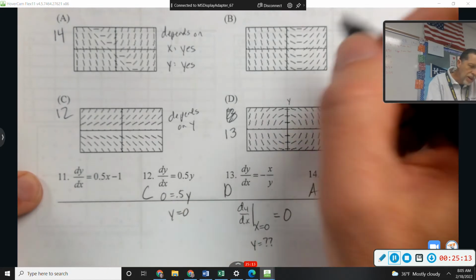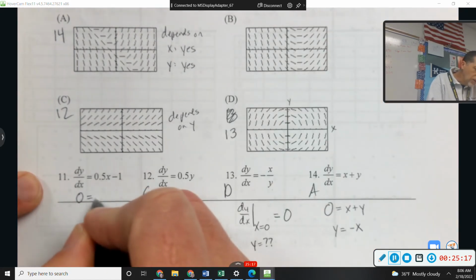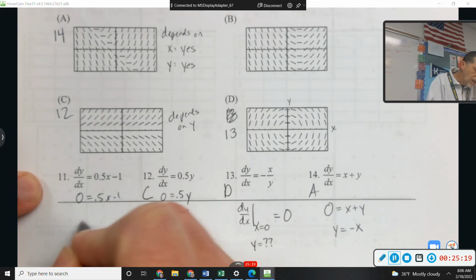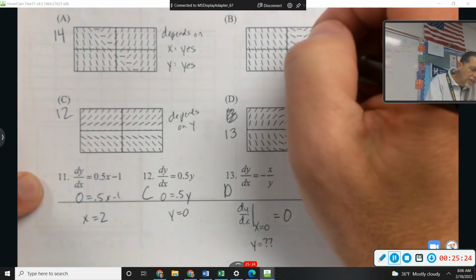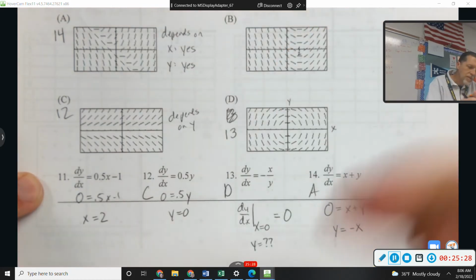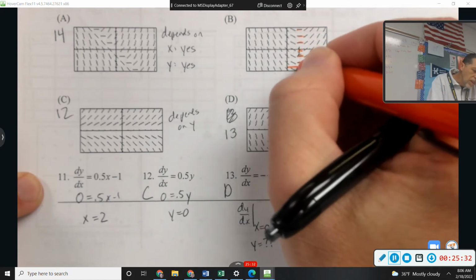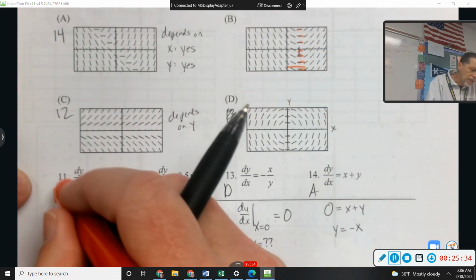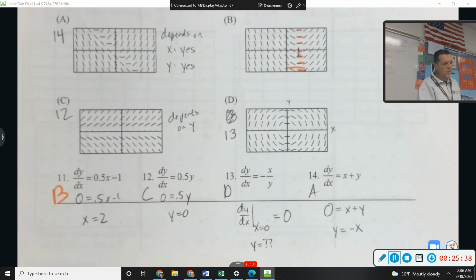But it also depends on x. And if we set the slope equal to 0, we would get x equals 2. And sure enough, when x is 2, all of those slopes are 0. So 11's got to be B. So those aren't too bad when you're just matching them up.